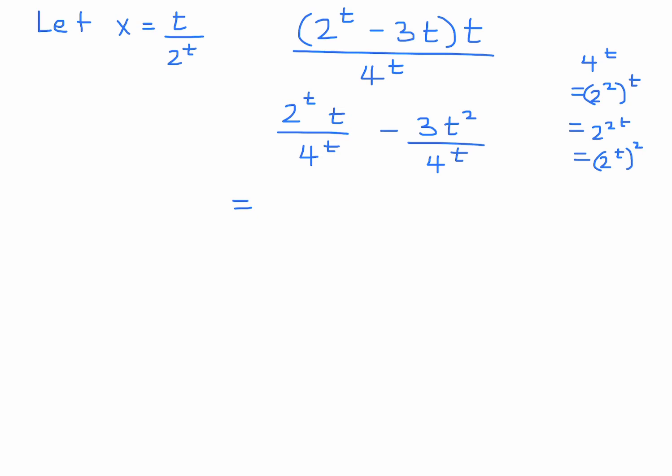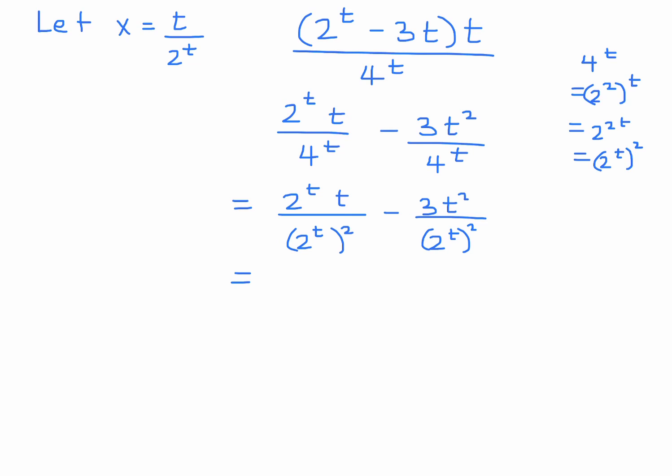So that's what I'll do. I'll write it as 2 to the power of t, 2 to the power of t all squared. And this part is going to be 3t squared over 2 to the power of t squared. Okay, now things start to cancel out.